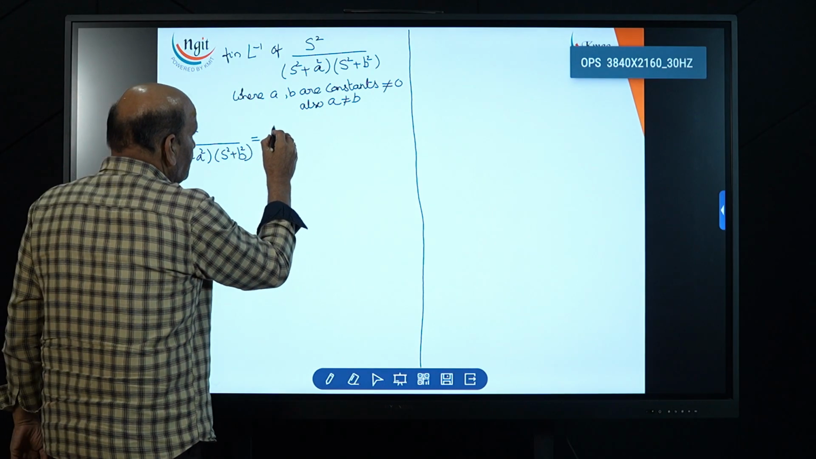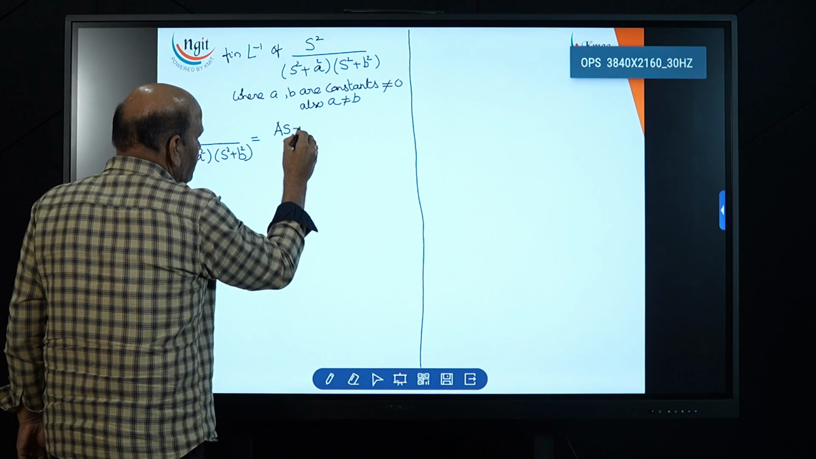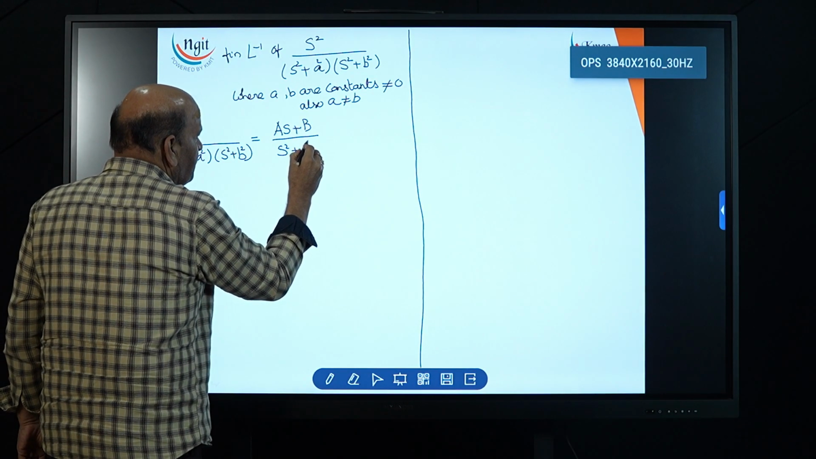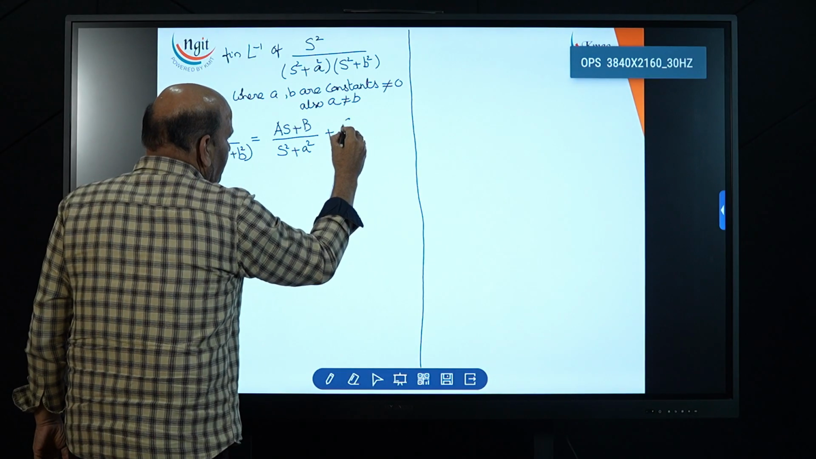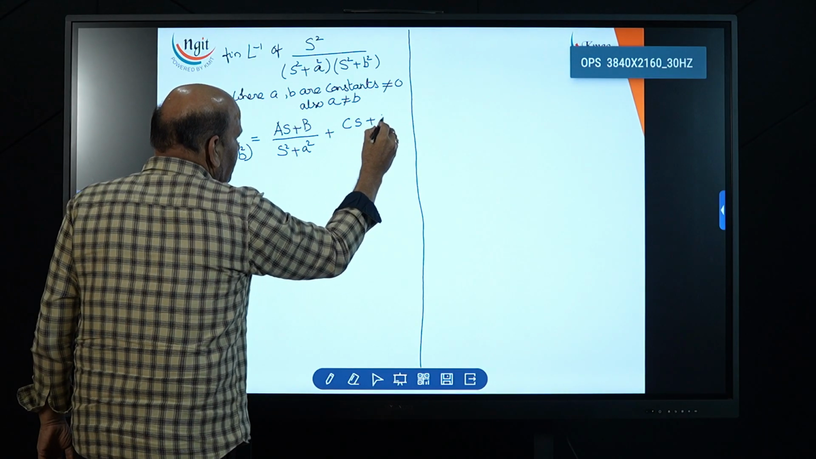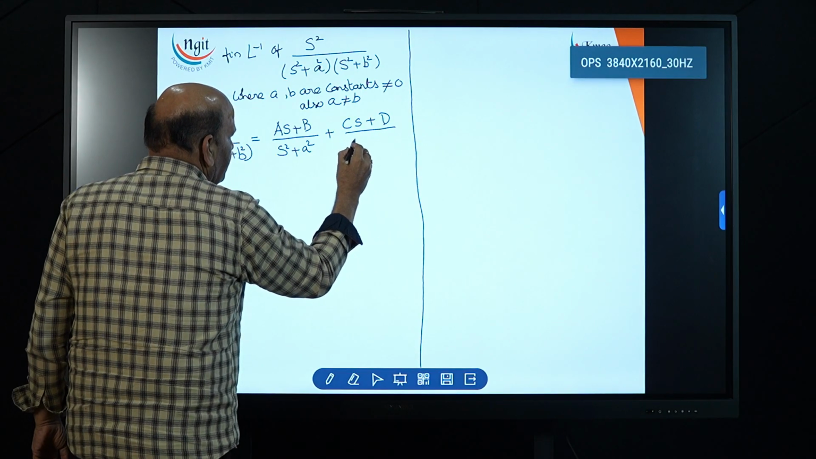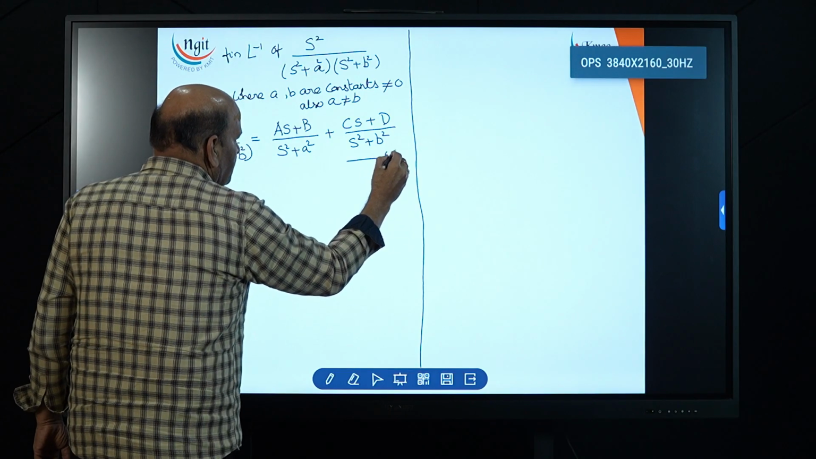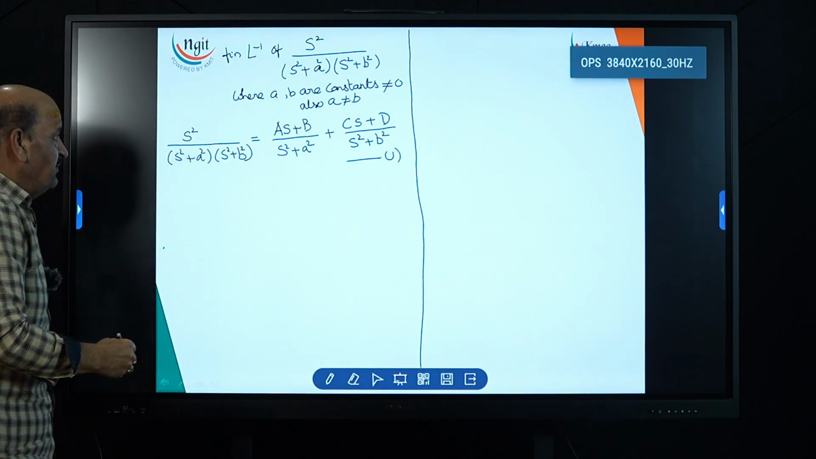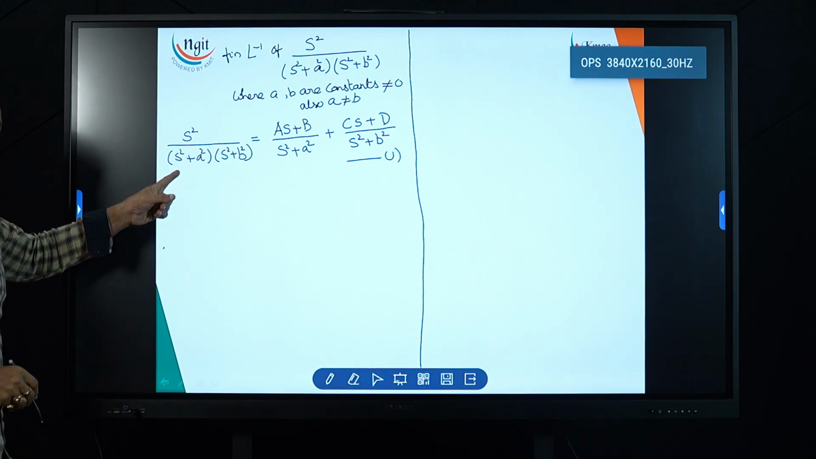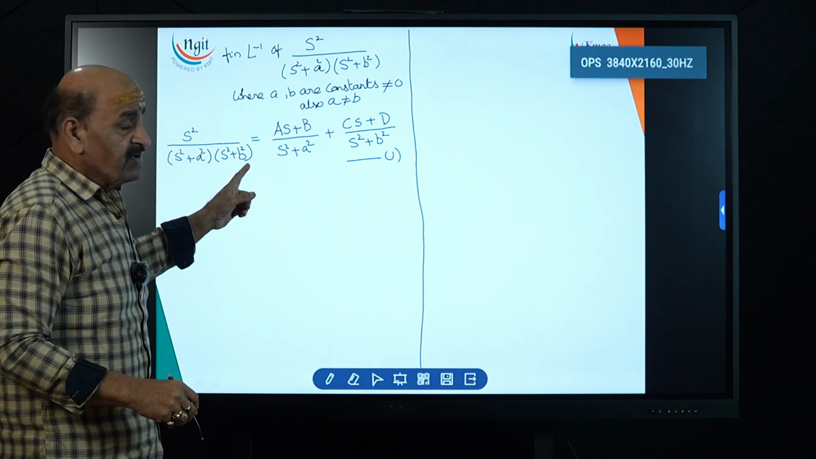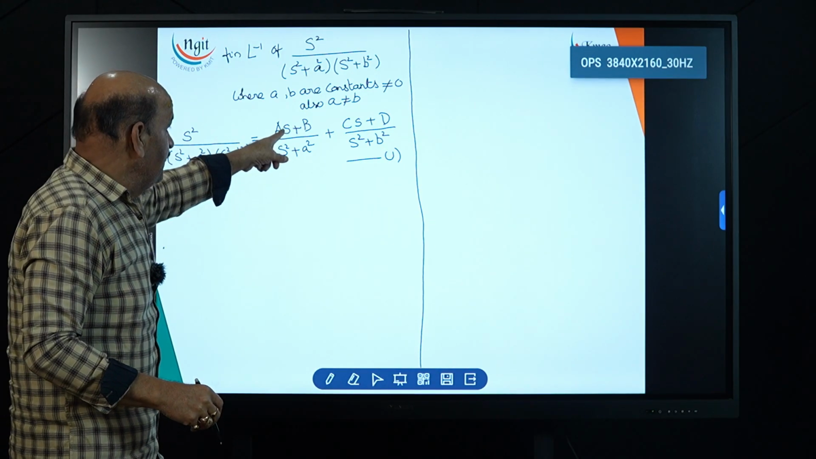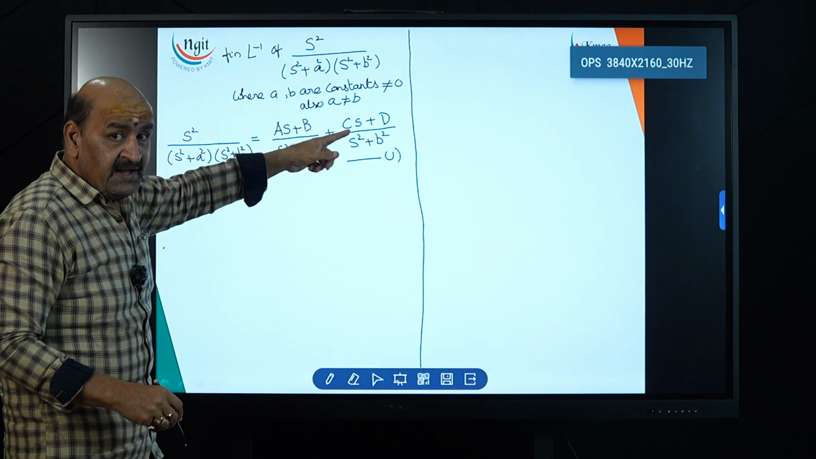So whenever it is 2, make it as (as plus b) by (s square plus a square) plus, for example, (cs plus d) by (s square plus b square). Let this be equation 1. Now just look at, this is the important step students have to observe. Both factors are of quadratic nature, so in the numerator you have to go for linear form.